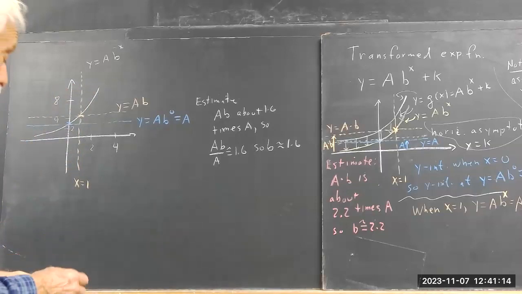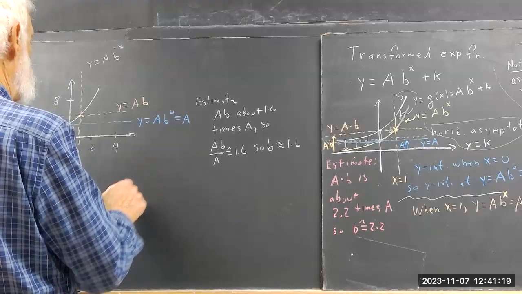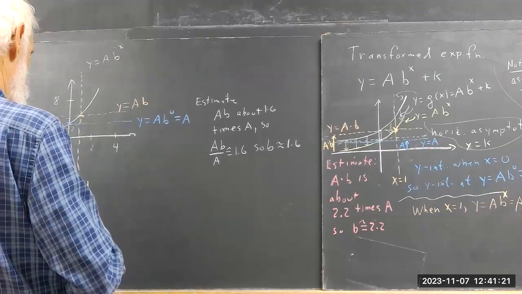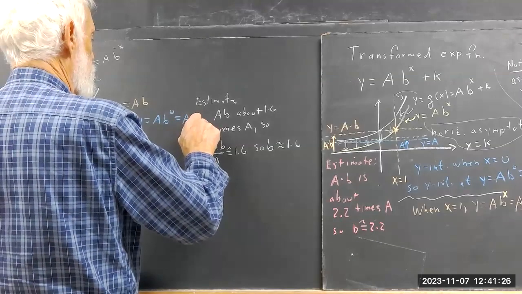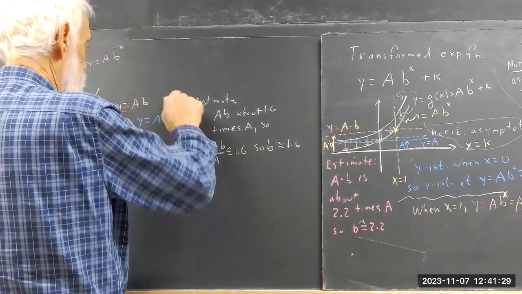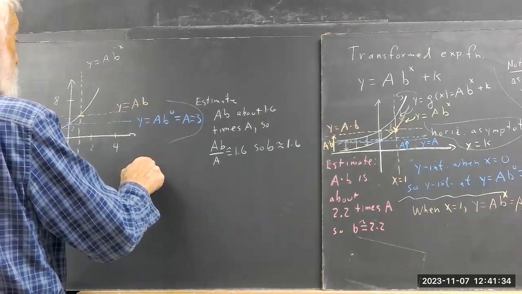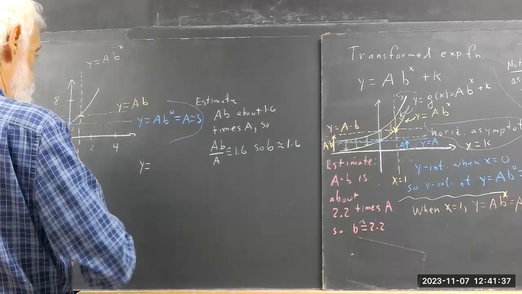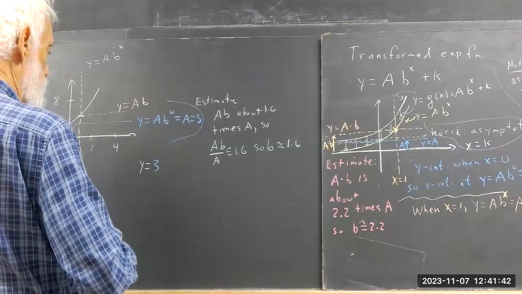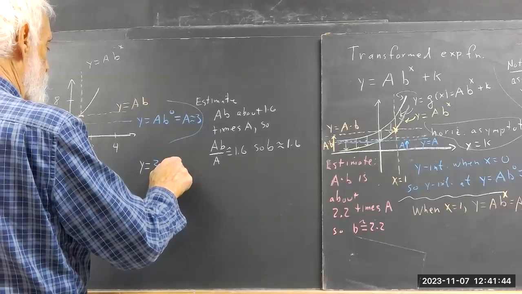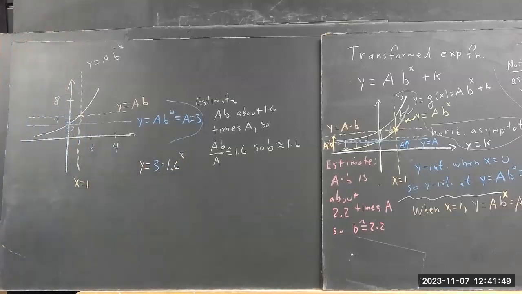Okay, so now, thinking that a is approximately 3, which is the estimate that we got, we got our formula: y equals 3 times 1.6 to the x.